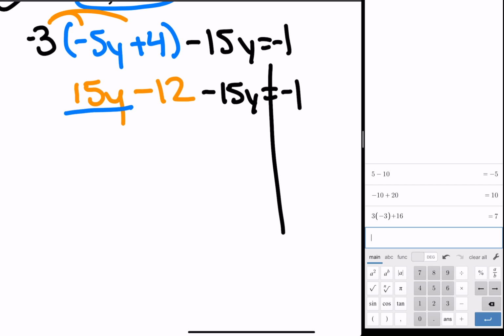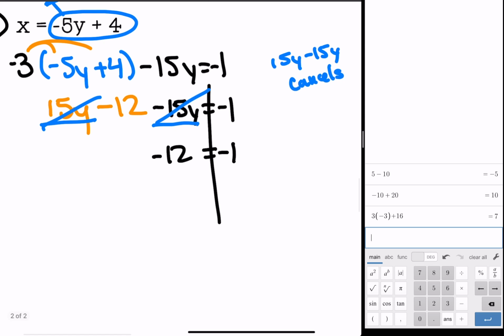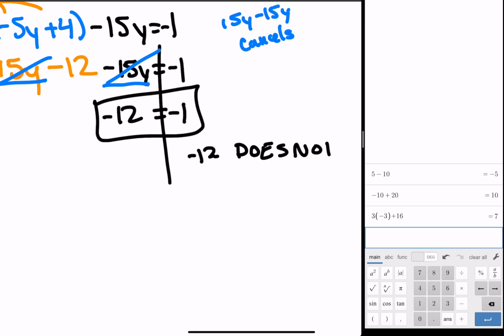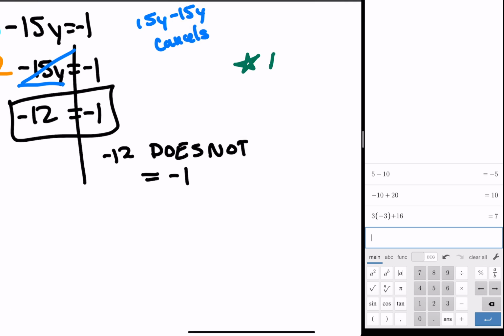Combine like terms. So we have 15y and a negative 15y. Well, hold up, wait a minute. 15y minus 15y cancels. So those are gone, which means we're left with a negative 12 equals negative 1. Ruh-roh. Well, from yesterday, negative 12 does not equal negative 1. And, little star, all the letters have canceled.